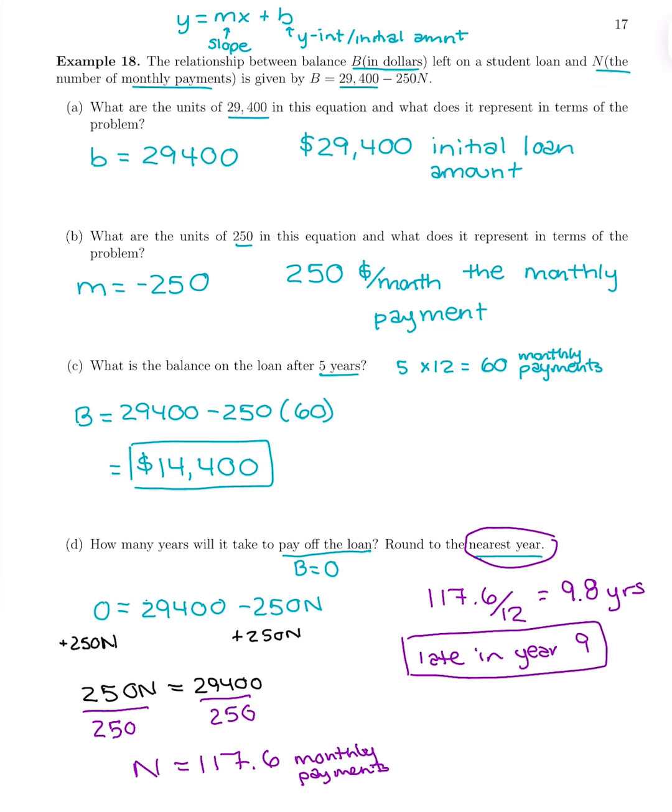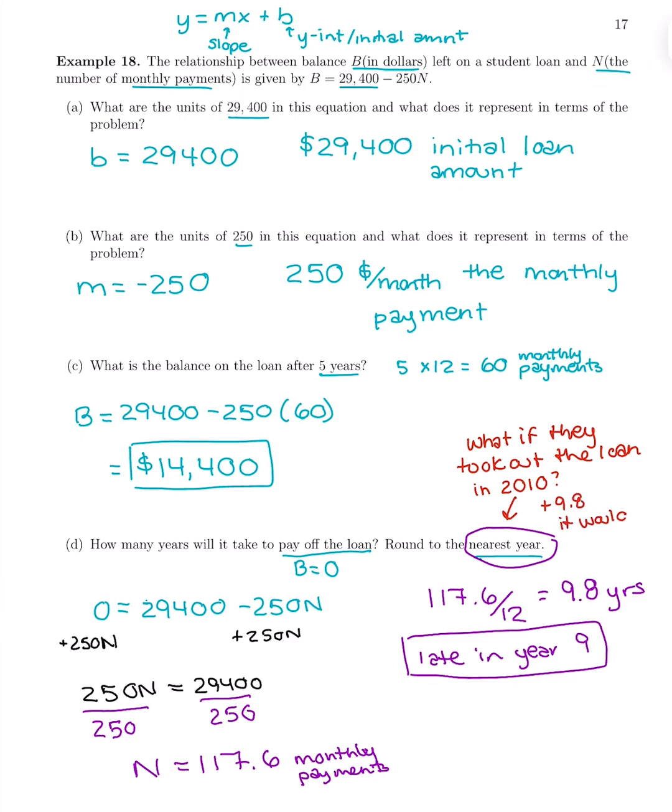We're going to do a little practice here. Let's say a what if question. What if they took out the loan in 2010? Let's say they took it out and then they started paying on it right away, that $29,400 loan. What year would it be paid off? We're going to add 9.8.